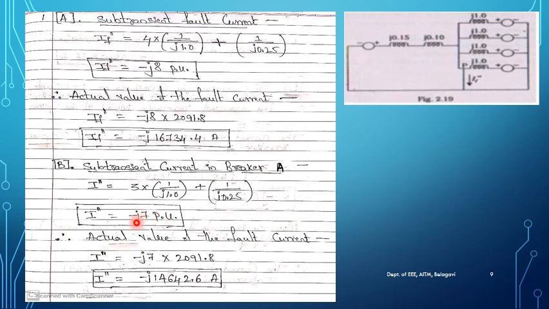If you add up these two reactances, you are going to get 0.25, so 1 divided by 0.25. If you simplify it, you are going to get the sub transient reactance at the breaker A this much, but it is in per unit. So once again we need to find out in terms of actual value. So multiply this per unit value with the base current. The base current we initially obtained is this much. Simplify it further, you are going to get the sub transient current at the breaker as this much.